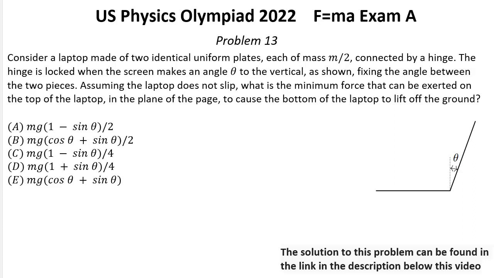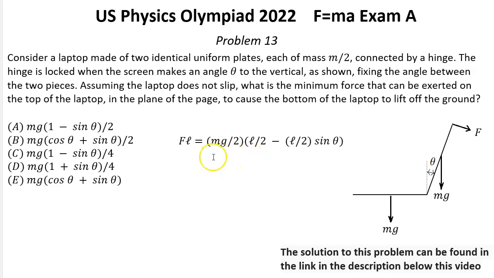Solution for problem number 13. When the bottom of the laptop is about to lift off, the normal force is concentrated at the hinge, so we take torques about that point. If the plates have length L, the net torque due to gravity is this one, which is to the right in this expression, while the torque due to the applied force is FL. Therefore, the force equals this expression, and this is answer C. That was the solution for problem number 13.